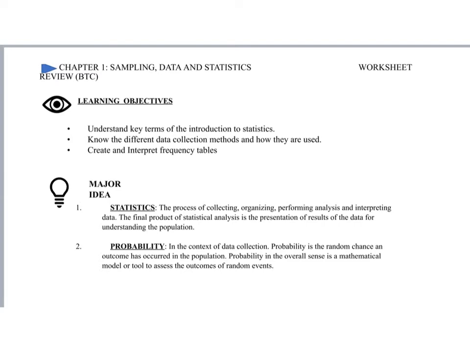Probability, on the other hand, is in the context of data collection. Probability is the random chance an outcome has occurred in the population. Probability, in the overall sense, is a mathematical model or tool to assess the outcomes of a random event.